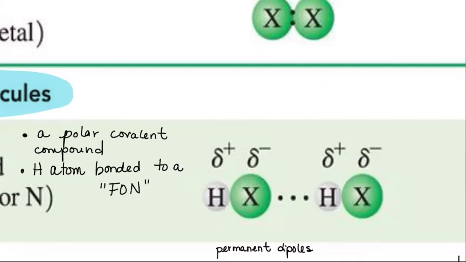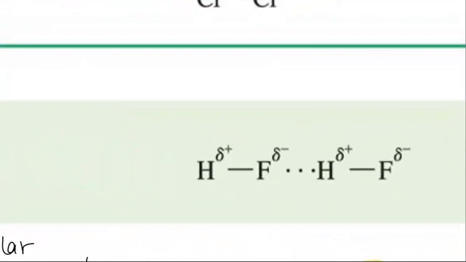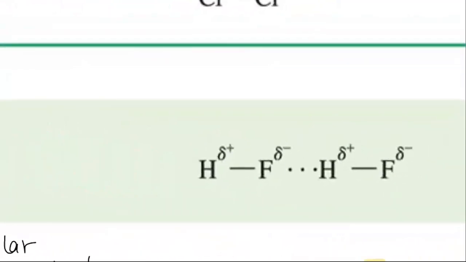So if any of these elements, fluorine, oxygen, or nitrogen, is bonded to hydrogen, then the molecules can interact via a hydrogen bond. To visualize an example of a molecule that undergoes hydrogen bonding, here we have HF. And HF has a polar covalent bond, which is that single bond connecting hydrogen and fluorine.